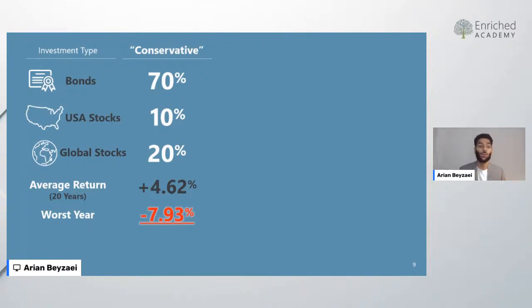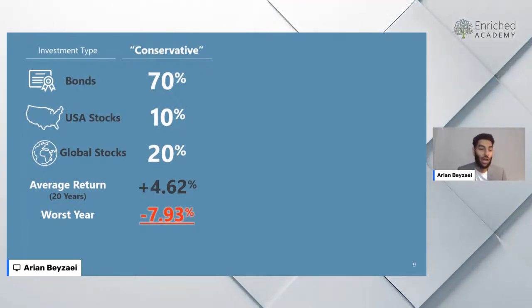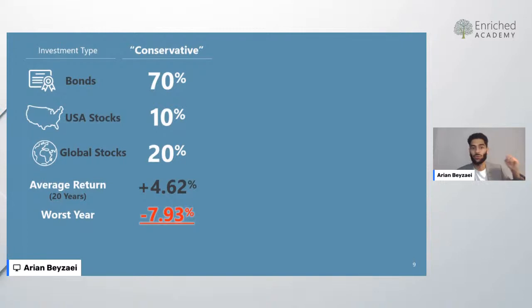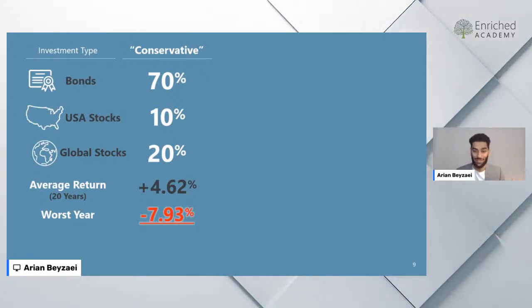10% of your money in USA stocks. These are American stocks. 20% of your money in global stocks. This includes Canada, China, India, companies around the world. If you were to do this over the past 20 years, you would have had a 4.6% return. Now, the worst year, you would have lost 8%.